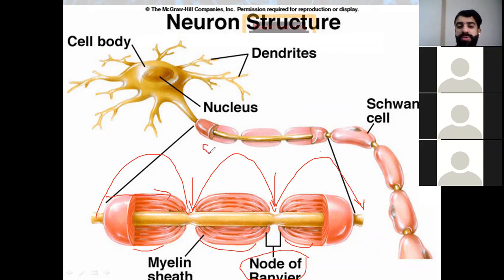This jumping is called saltatory movement. This is the saltatory movement or saltatory manner. So it jumps over the myelin. This is called the saltatory movement.